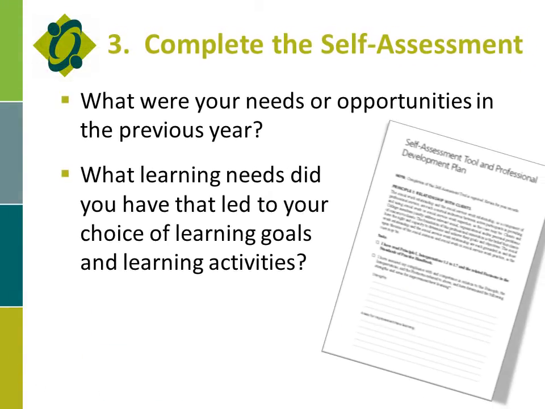Once you've completed your professional development plan documents, it's time to move on to Step 3, completing your self-assessment tool for the previous year. In this case, you can ask yourself what needs or opportunities you had in the previous year. What learning needs did you have that led to your choice of learning goals and learning activities? Under which principle would these learning needs or opportunities fall?